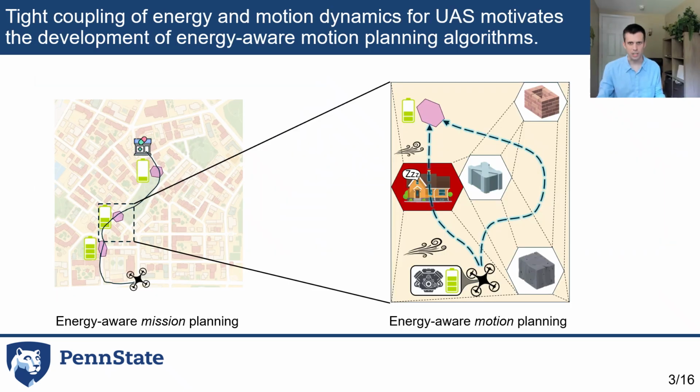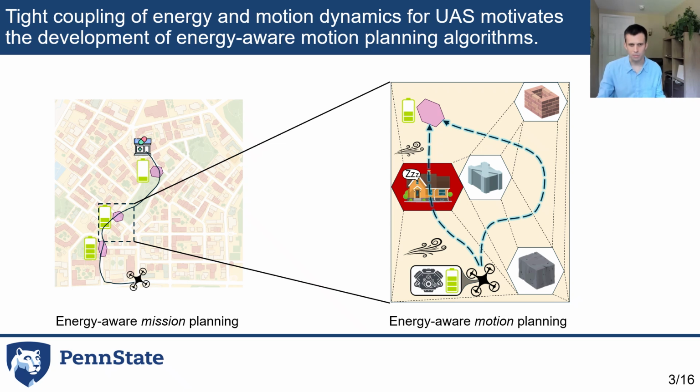We believe that these challenges can be addressed in part by developing autonomous planning algorithms that account for the inherent coupling between energy and motion dynamics for aerial vehicles. As an illustrative example, on the left side of the slide, we are depicting a high-level energy-aware mission planning algorithm. The idea here would be that there's a drone shown at the bottom of the graphic, which must navigate to a hospital shown at the top of the graphic in order to make some emergency medical delivery, for example.